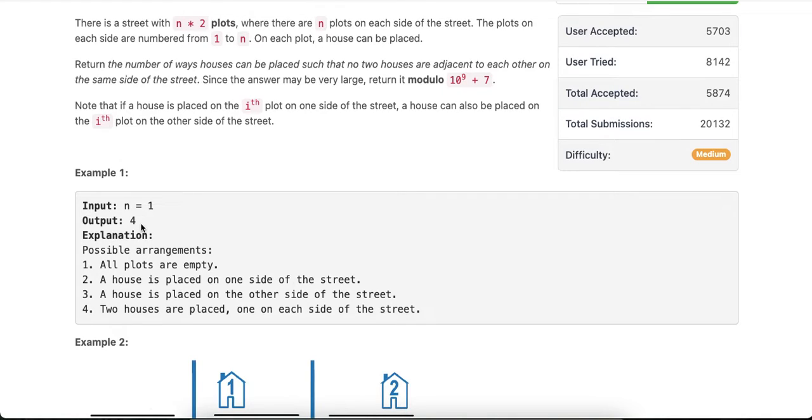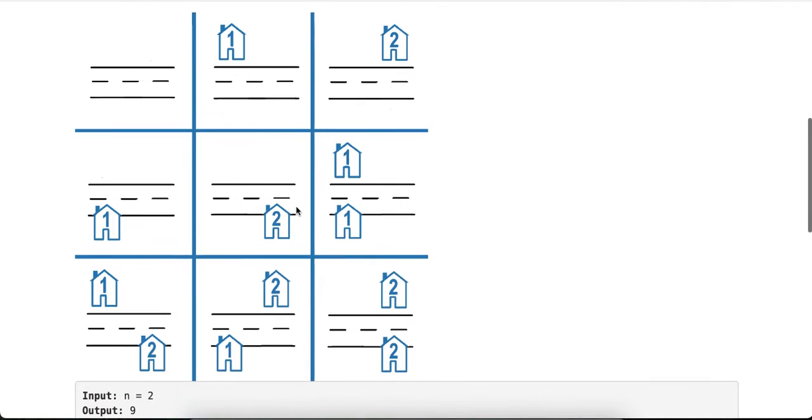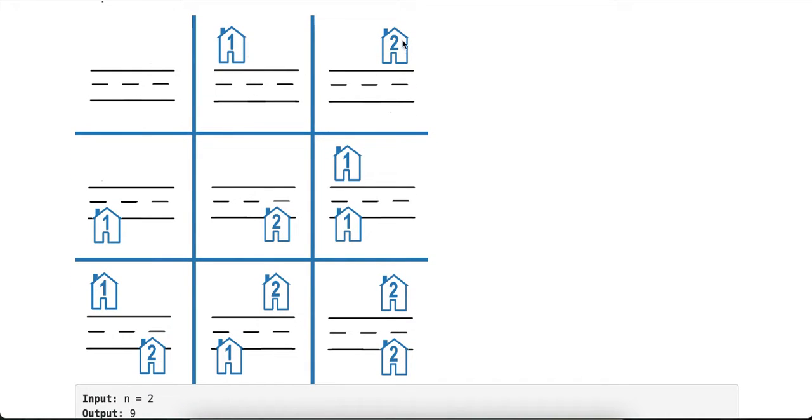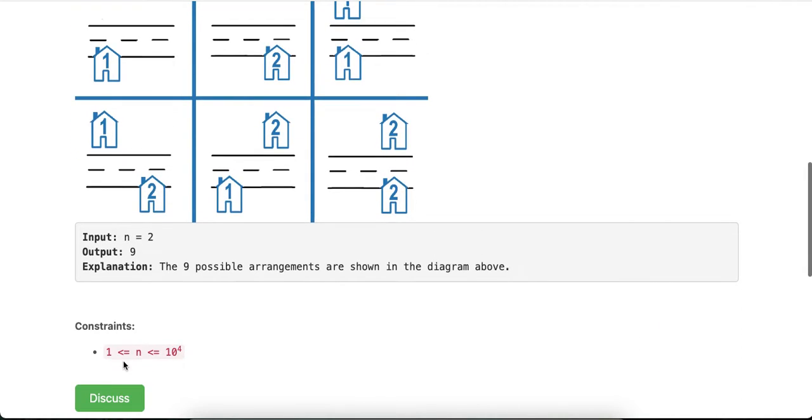One is we don't place any house. Second is we place a house at one side. The third one is we place a house on the other side. And finally, we place one house on each side. When there are two plots, this is the example, there are 9 possibilities: empty, one house, one house, one house here, two houses like this, two houses like that, two houses like this. In total there are 9 possibilities. And we know that n can be very large, so that's why they reminded us to do the modulo.